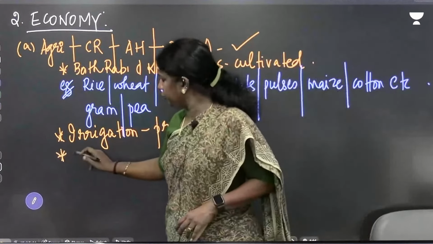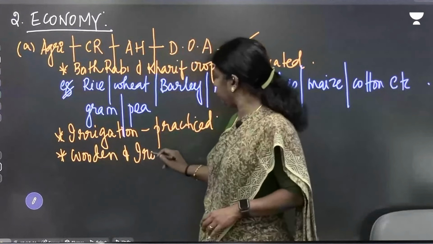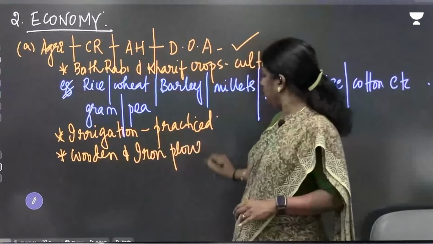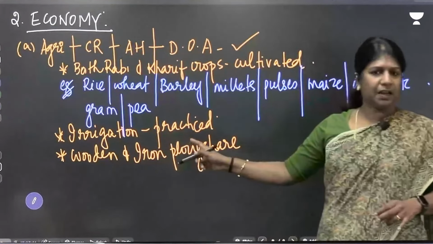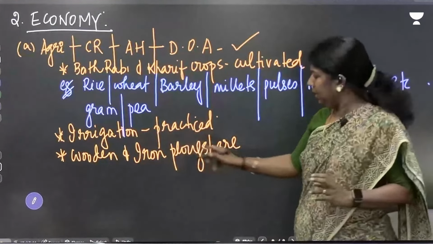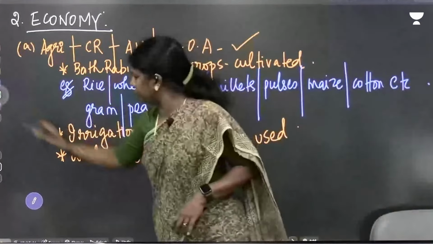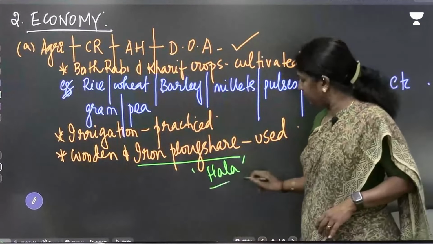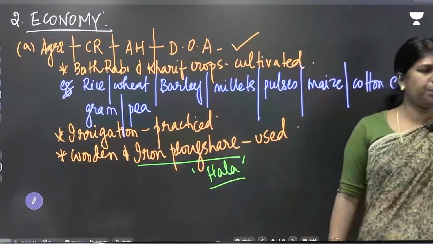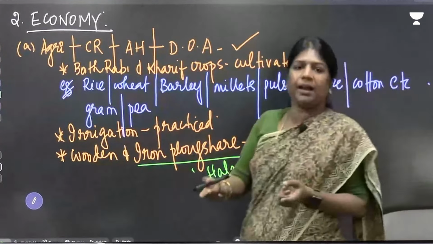Now what did they use? A wooden and iron plowshare was used. Correct it in your NCERT. Whenever I say correct it, you have to correct it in your NCERT. A wooden and iron plowshare was used. What was the term for plowshare? Hull or hala. Hull was the term used for plowshare. In the EVP, what plowshare did they use? Wood. In the LVP, what are they using? Iron. Iron comes into the picture.